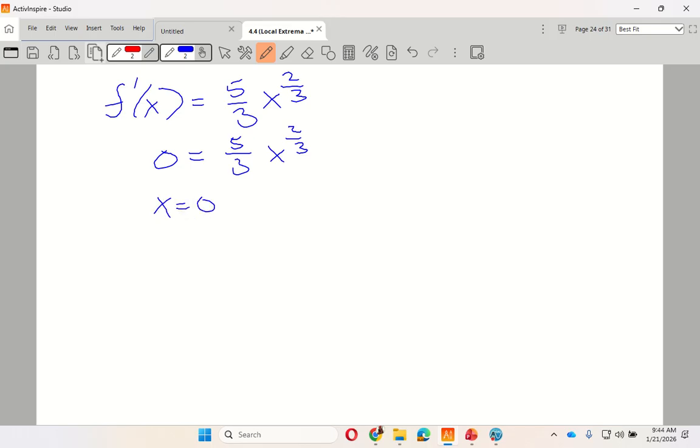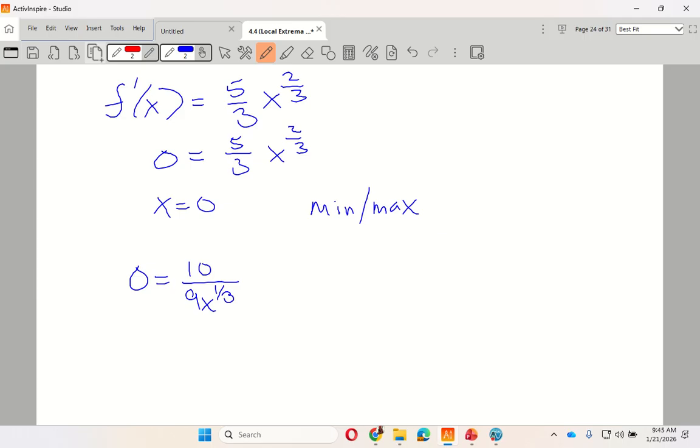So that means, if it's the first derivative, it's going to be a min or a max, right? Yes. Okay. And my second derivative equals 0. So 0 equals 10 over 9x to the 1/3.